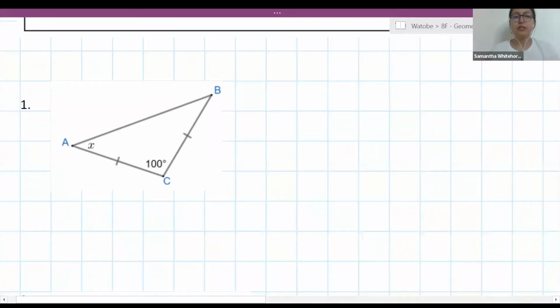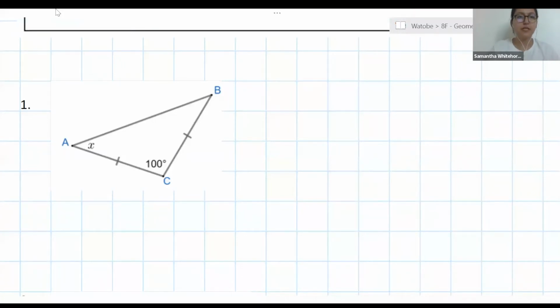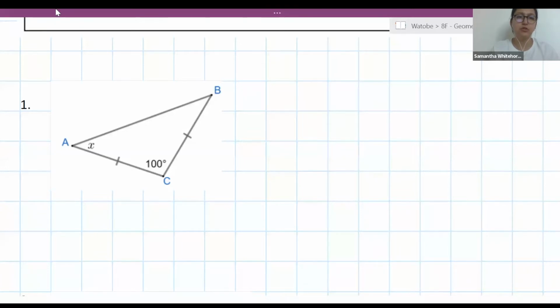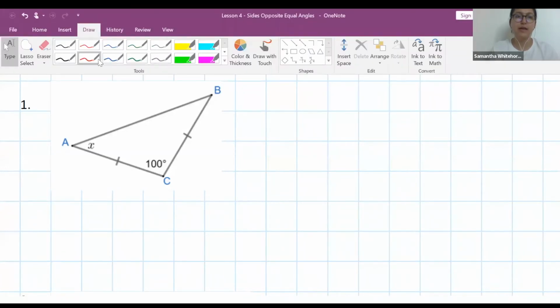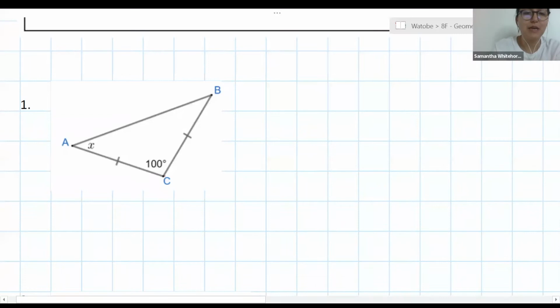The first question that we have here is asking you for the size of angle X. The first thing that I notice here is that I've got 2 sides of this triangle, AC and AB, and they have got that tick mark on them, which means that they are equal in length.